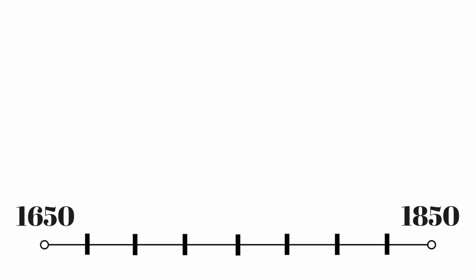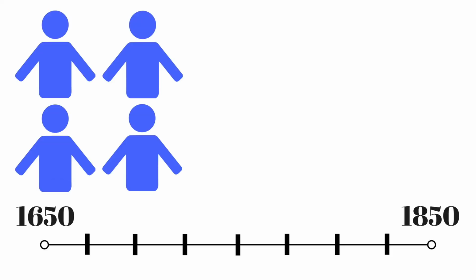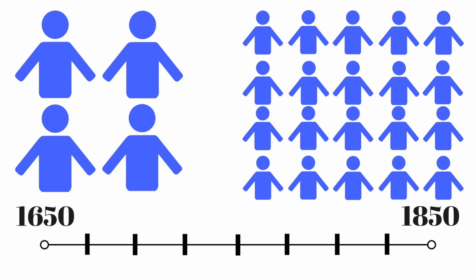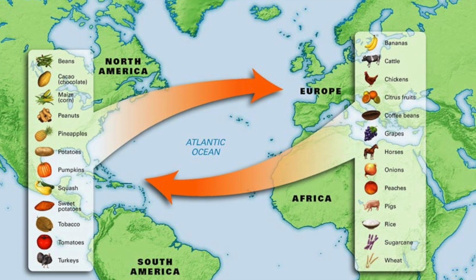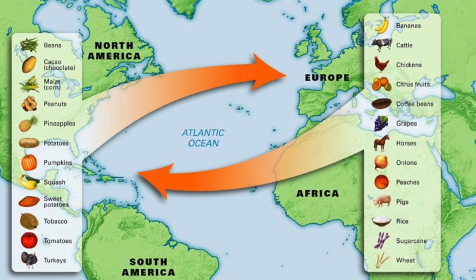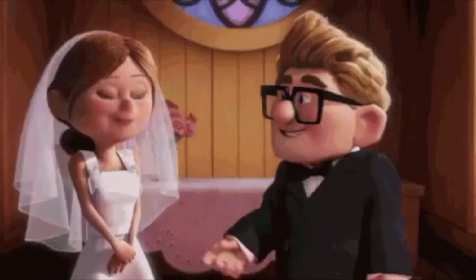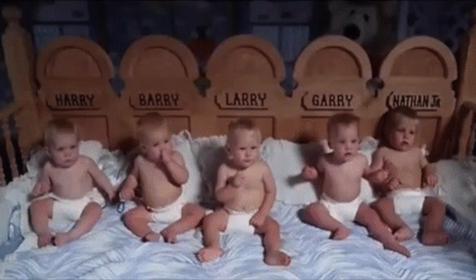Between 1650 and 1850, Europe's population more than doubled as a result of widespread resistance to disease, reliable and abundant food supplies from the Columbian Exchange and the Agricultural Revolution, and gradual improvements in income, which allowed people to marry earlier and support more children.